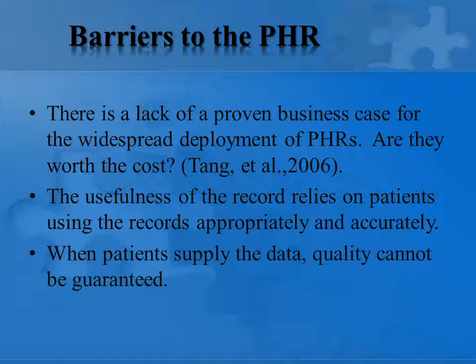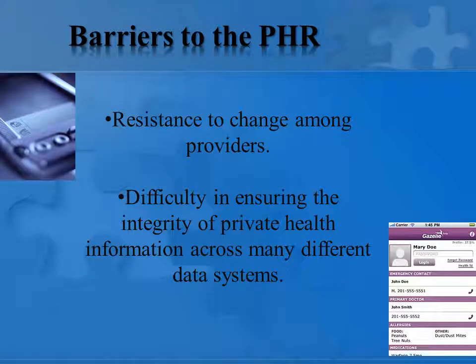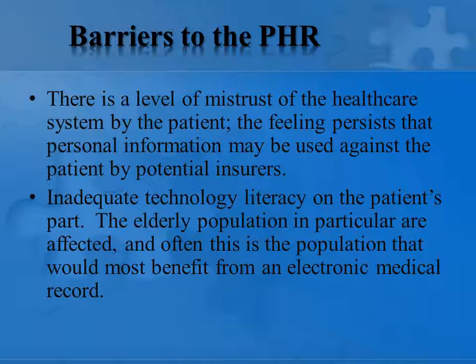The usefulness of the record relies on patients using the records appropriately and accurately. When patients supply the data, quality cannot be guaranteed. Resistance to change among providers is another barrier to the PHR. There is difficulty in ensuring the integrity of private health information across many different data systems. There is a level of mistrust of the healthcare system by the patient. The feeling persists that personal information may be used against the patient by potential insurers.